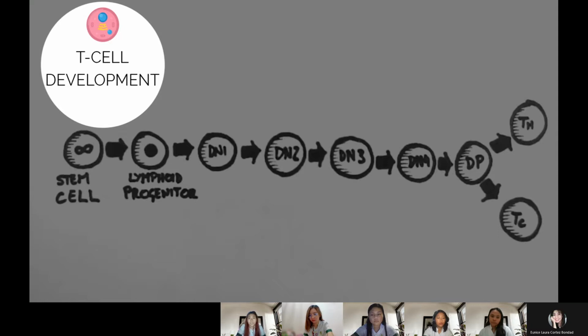Our helper T cells stop expressing CD8, becoming CD8 negative, and continue to express CD4. Vice versa, our cytotoxic T cells stop expressing CD4 and continue to express CD8. Since they each stop expressing one of CD4 and CD8, they are now called single positive cells. To continue with the discussion, Nicole Xiao will proceed.